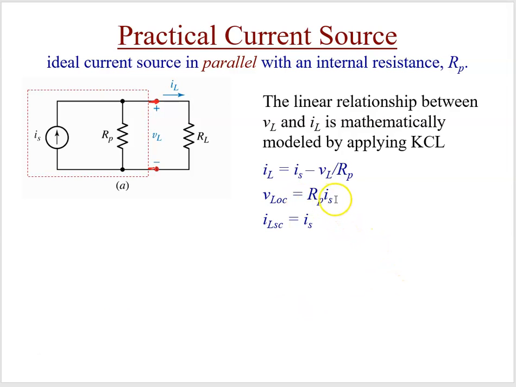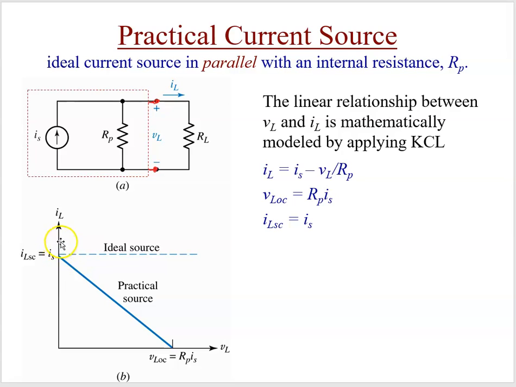Our open circuit voltage then, if there is no resistor here, it's an open circuit, then all of this current IS is going to flow through our RP, so that open circuit voltage is going to be RP times IS. If it's a short circuit, then all the current is going to flow through the short circuit, and none's going to flow through our IP here. So our short circuit current will be IS. And those are the 2 points on the graph that we needed to find in order to model IL versus VL of our practical current source.